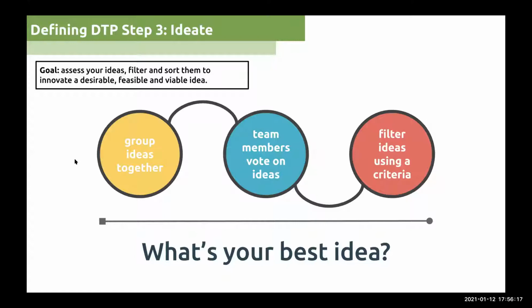And the last stage is the ideation stage. Your goal here is to assess your ideas, filter them, and sort them to innovate a desirable, feasible, and viable idea. When you have a really good problem statement, it's good to come up with as many ideas as you can individually, and then come together as a group to figure out which ideas make the most sense from a desirability, viability, and feasibility point of view.